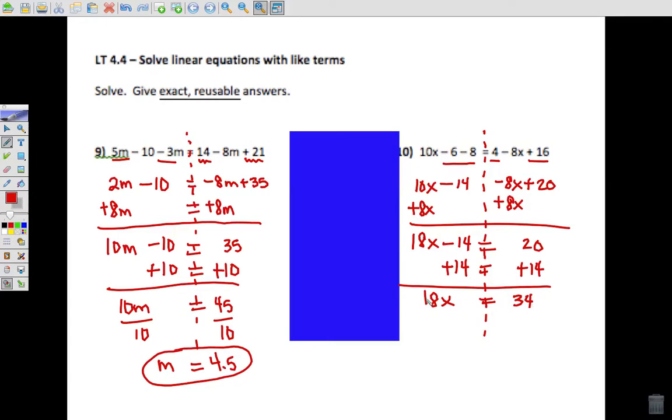Now that I have a single variable term equals a single constant term, I look, the 18 is connected to the x with multiplication, so I need to divide by 18 to isolate the x. This is a situation where it says give exact reusable answers. I cannot give a decimal answer. Here I could, because m was exactly 4.5. But here, I have to convert this to a fraction and reduce it. X ends up equaling 1 and 8/9.